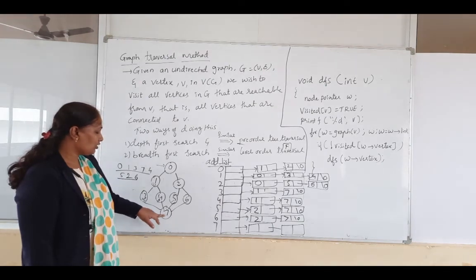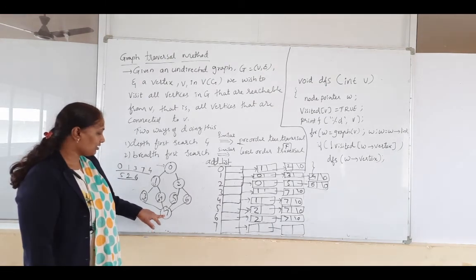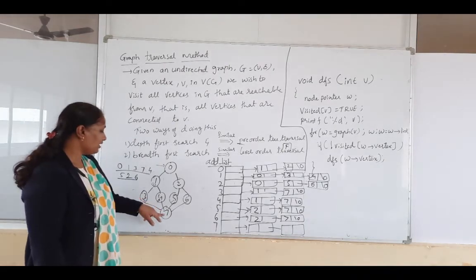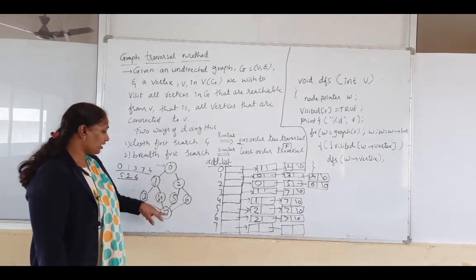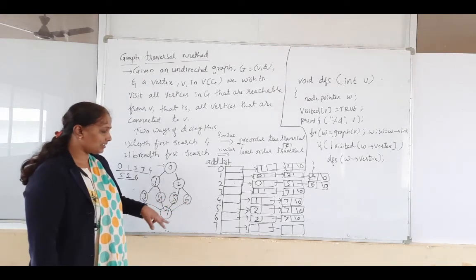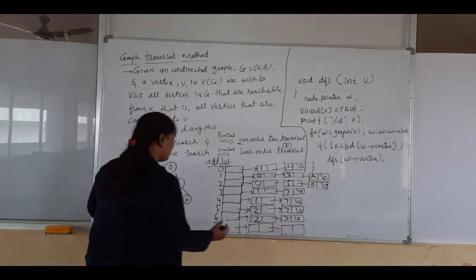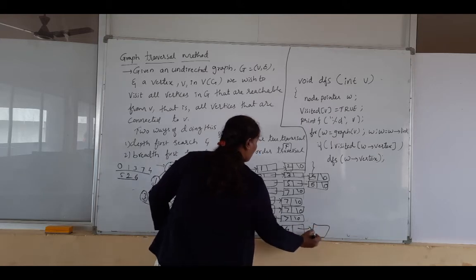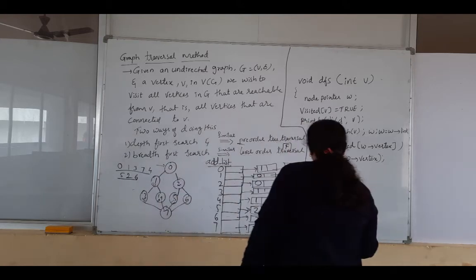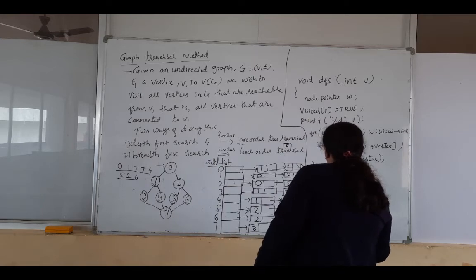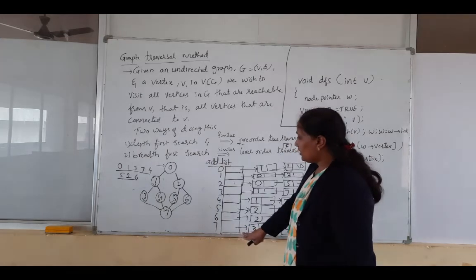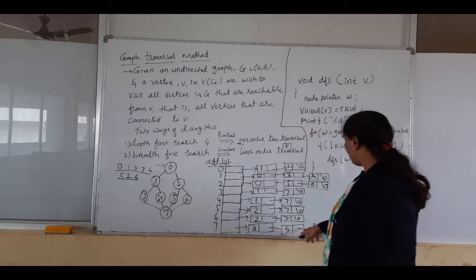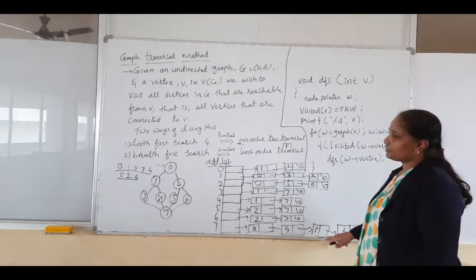Come to the seventh vertex. So the seventh vertex adjacency list contains what? The vertices connected to this. So the seventh vertex is connected to what? 3. It is connected to 4. The connected vertices of 7 are 3, 4, 5, 6. So here I will write 3, then 4, then 5, then 6. So the connected vertices of 7 are 3, 4, 5, 6. So this is the adjacency list of the graph.